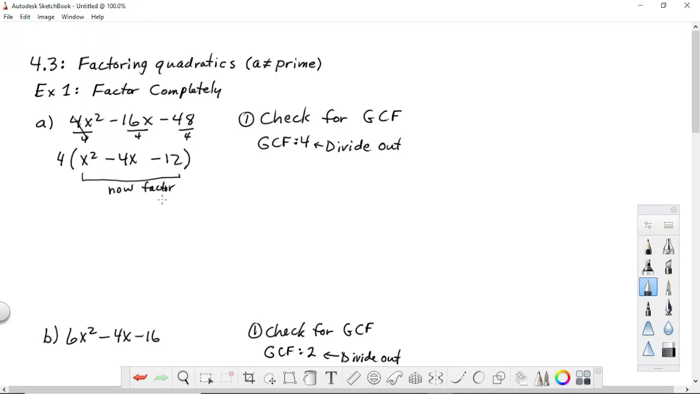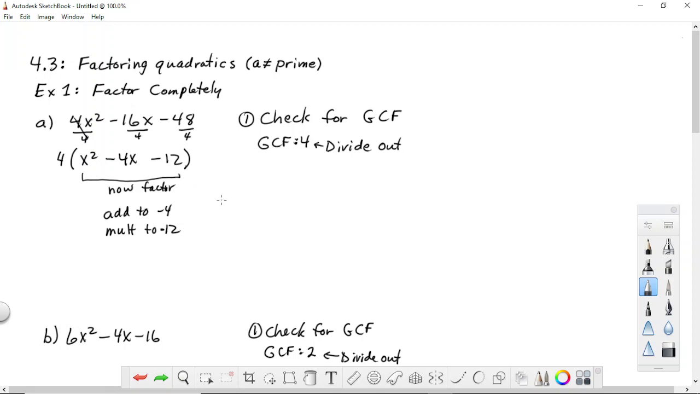Okay, so this one has the coefficient of x squared as 1. A is 1. So we can do that simpler method. We just need to find two numbers that add to negative 4. And remember, they have to multiply to negative 12, which is this term here.